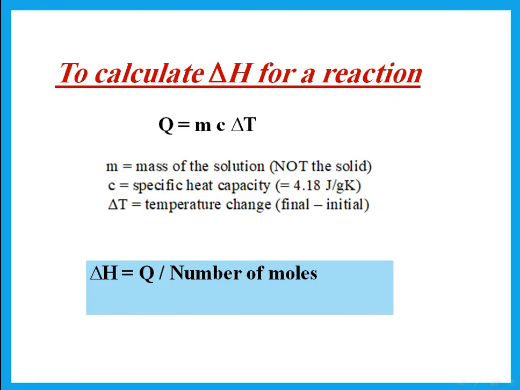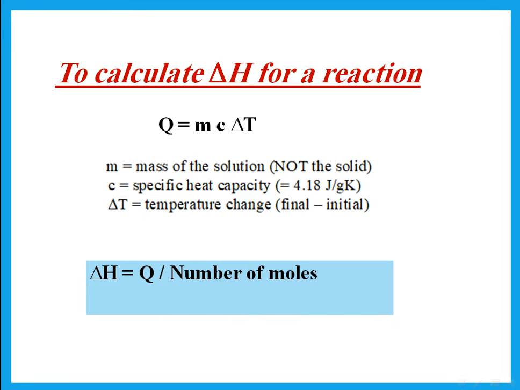Now, how do we calculate that? It is the mass of the solution. I'm going to remind you that a solution is mostly water. The density of water is 1. So for a solution, the mass is the same as the volume. So if I say I have 25 centimeter cubed of a solution, that means I have 25 grams of the solution. So M is the mass. C is a specific heat capacity. This is a constant number. So whenever we see C, we're going to put 4.18. And the delta T is the temperature change.